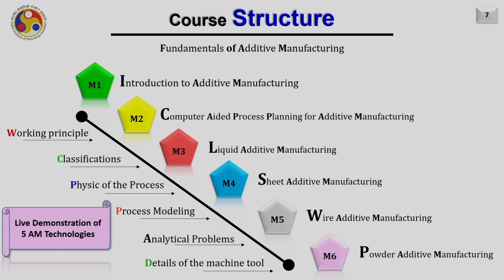Of course, for all these processes, we shall discuss their working principles, their classifications, the physics of the process, process modeling, analytical problem solving, and details of the machine tools. Also, at IIT Guwahati, we have 5 additive manufacturing machines. I shall give you live demonstrations during the course on these 5 machines. These are SLA, FDM, SLS, SLM, and wire arc additive manufacturing.